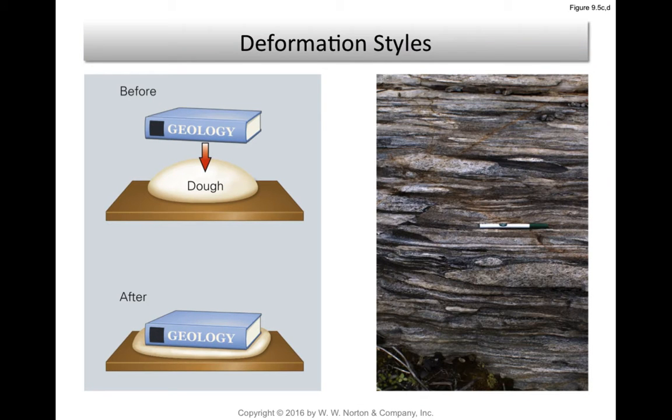And this one actually is an example of a ductile deformation. Here we have some dough, we put a book on it, it's going to sort of ooze out in this ductile deformation style. Here's a stretched pebble conglomerate right here, where the conglomerate pebbles have been stretched out, probably through ductile deformation, but there's probably also some pressure solution going on there, a metamorphic process.